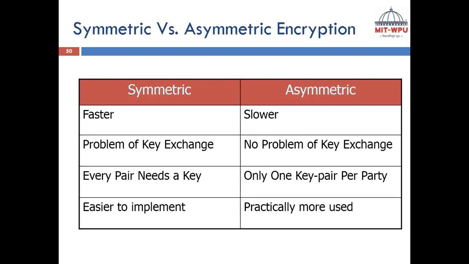Now with this slide, I would like to put forth the differentiation between symmetric and asymmetric encryption. Symmetric keys are faster, whereas the problem of key exchange is there. Every pair needs a key, and it is easier to implement. On the asymmetric side, they are slower, with no problem of key exchange, as the public and private keys are a pair. So only one key pair is used per party, and they are practically more used. Whereas for smaller applications where faster operations are necessary or the key size is smaller, symmetric cryptographic algorithms are used.